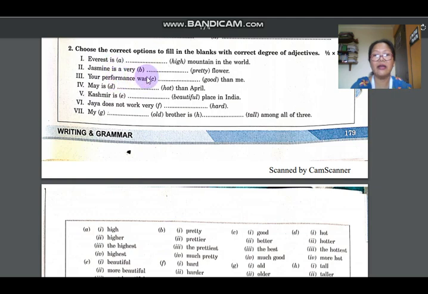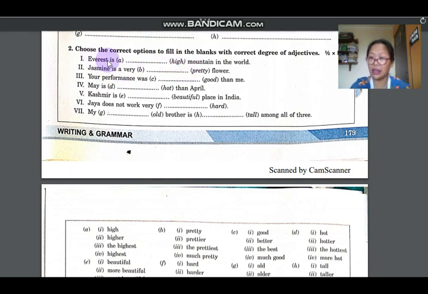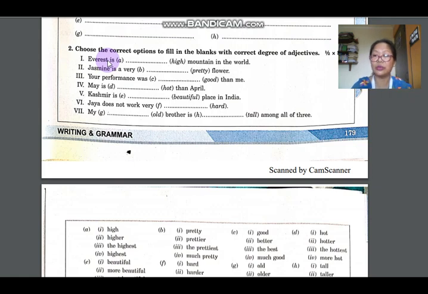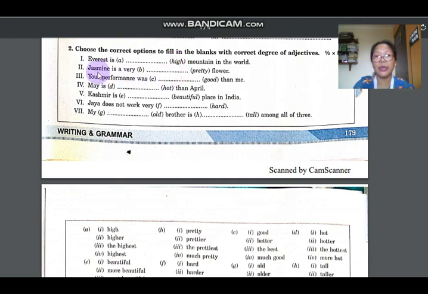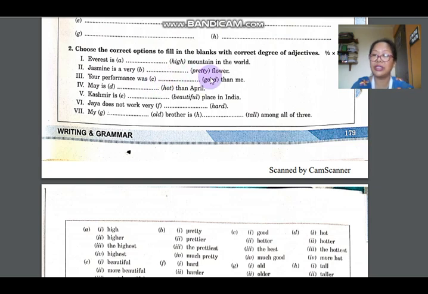Jasmine is a very dash flower. Pretty. Jasmine is a very pretty flower. We are not making any comparison. In the previous sentence, we said Everest is the highest mountain in the world. That is, of all the mountains in the world, Everest is the highest. So we will use the superlative degree of high. But in the second sentence, we are not making any comparison. We are just saying that Jasmine is a very pretty flower. So we will use the basic form, the first form, which is pretty.